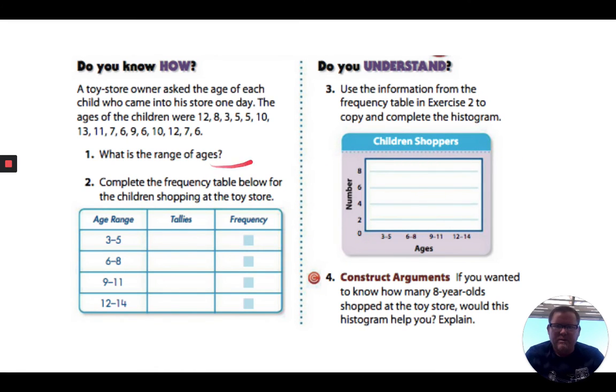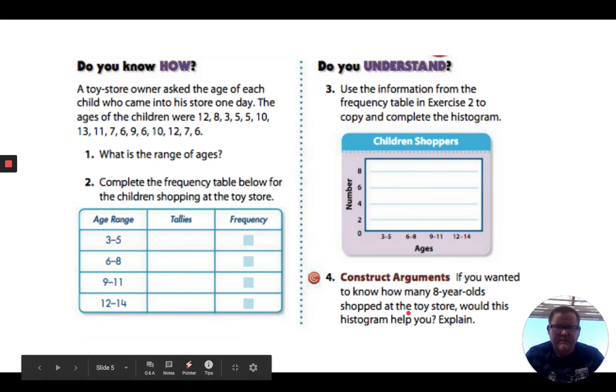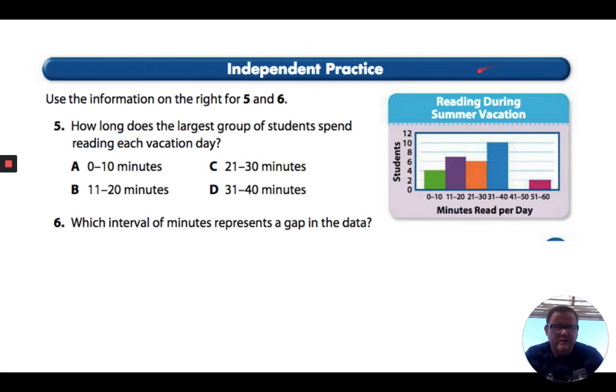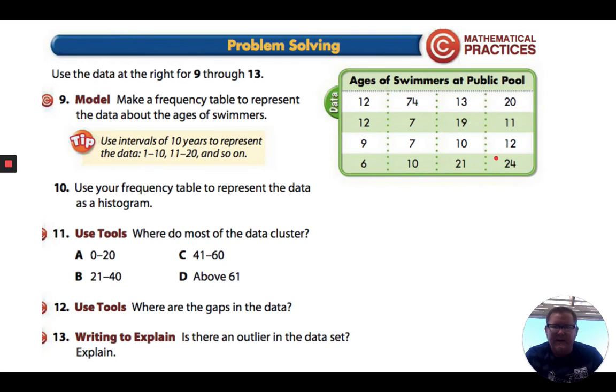Okay, so in our set of data right here, they're going to ask you some questions similar to what you've already done, like range, sometimes median. I don't think they ask you the mean in this one, though. So you are going to go ahead and complete these numbers here, 1 through 4, and then 5 and 6, asking you questions on this histogram. And then I'm going to have you try making your own frequency table and histogram, and that's numbers 9 and 10.